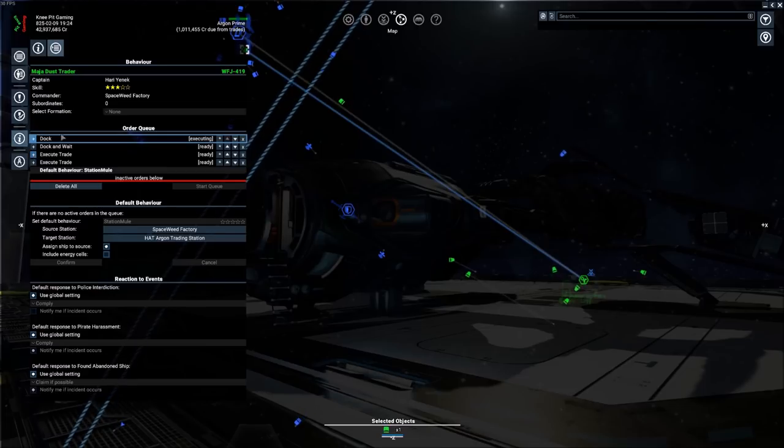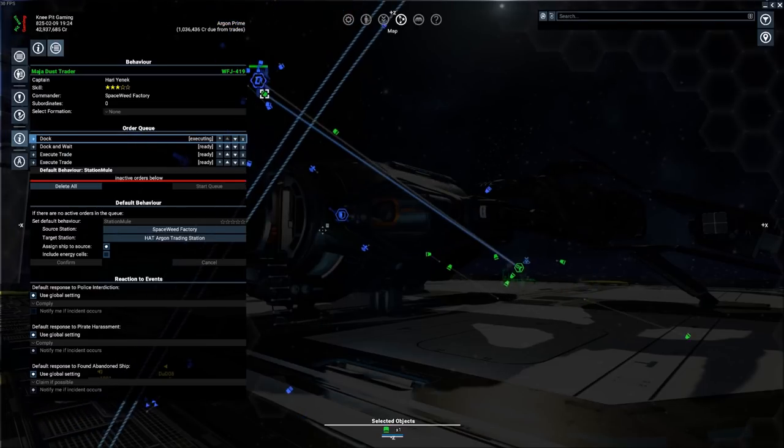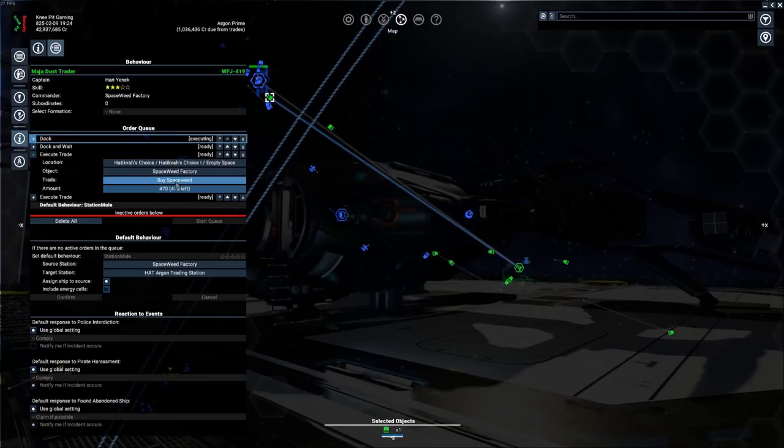Let's take a look at actually what this guy is looking to do now. It looks like he's just finished up a trade over here with the trading station. He's coming back over to the source station, and let's see what he's going to grab. Okay, he's going to grab some more space weed.